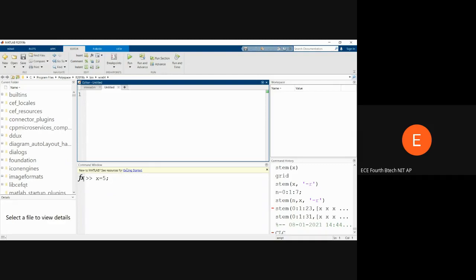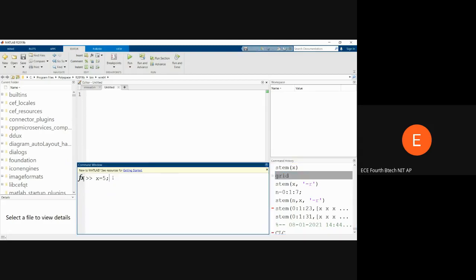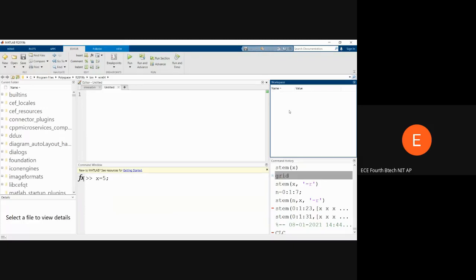Whatever variables you use in your program will be automatically saved in this workspace. The command history stores all the commands that you have used. As of now, I just included the semicolon, and I'm pressing enter. The moment I press enter, this variable will be listed in the workspace. The workspace's main role is to list all the variables that you are using in your program. It not only lists the variables, it gives you the type of the variable, the values, each and every detail related to that variable.